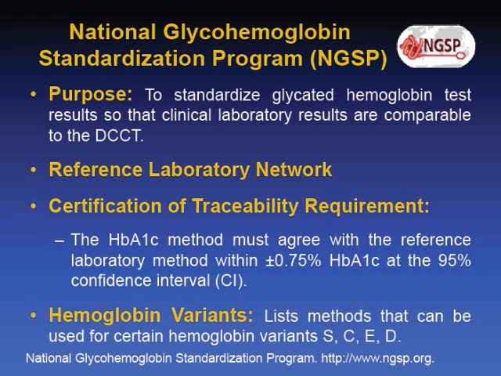The NGSP website also lists which methods are and are not affected by hemoglobin variants, such as hemoglobin S for sickle cell anemia, hemoglobin C, and hemoglobin E and D. If the patient has a variant, it would be good practice to ensure that the method being used to measure the A1C levels is not affected by that particular variant.